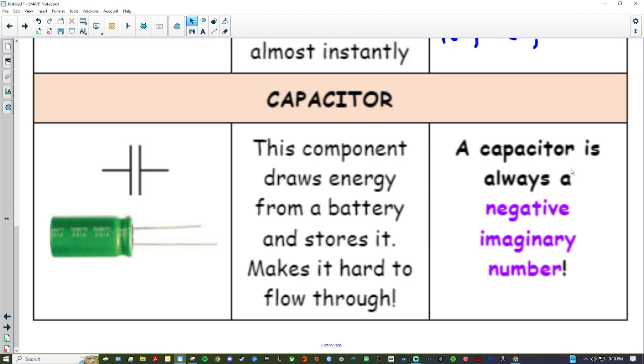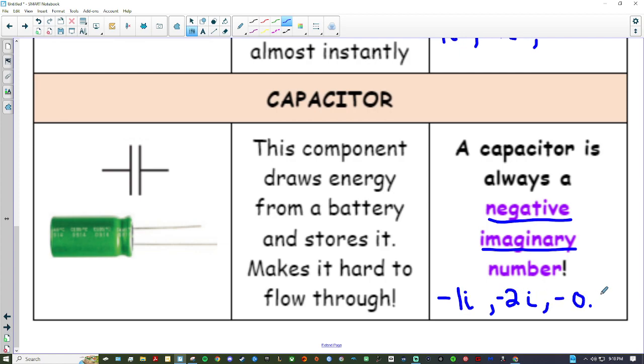A capacitor is also an imaginary number, only this time it's always a negative imaginary number. Because this makes it hard for electrons to flow through, it pushes them away, giving them a negative imaginary number. So this could be -1I, -2I, or -0.5I. It always is a negative imaginary number. It has a negative sign out front, and it has the imaginary unit I.